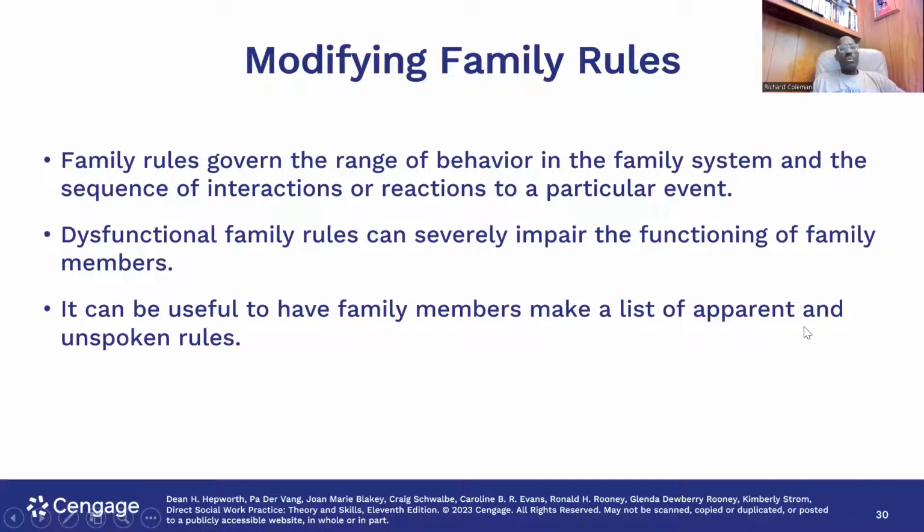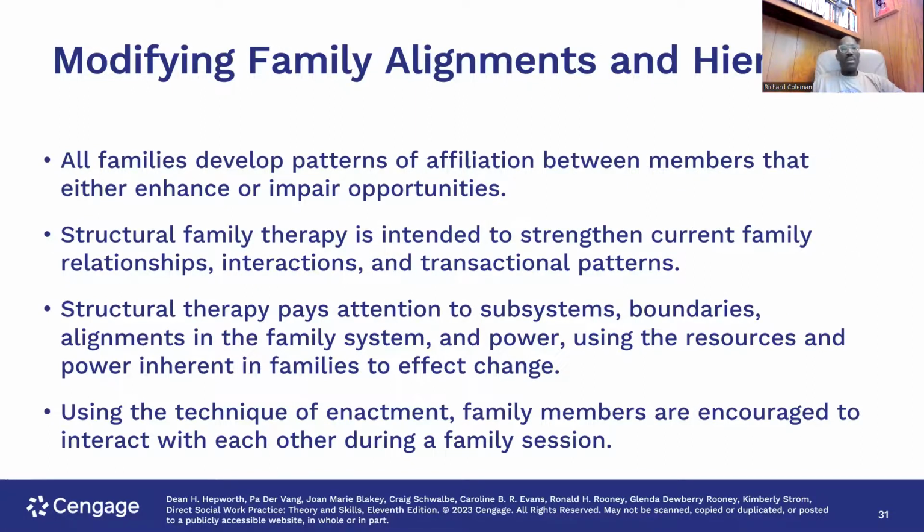Modifying those family rules, in terms of maybe we need to change how things are structured, the range of behaviors in the sequence of interactions or reactions to a particular event. And also note that dysfunctional families can severely impair the functioning of family members. So again, recognizing the cost, or should I say the importance, of getting things done differently, because those families can have long-term effects on other family members as well. So if we need to look at modifying the rules in the family, we need to make sure that we don't do harm down the road. That's something we really need to pay attention to.